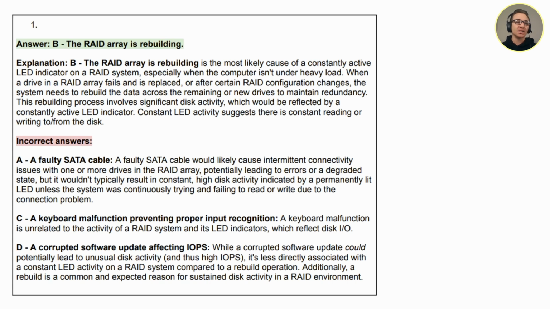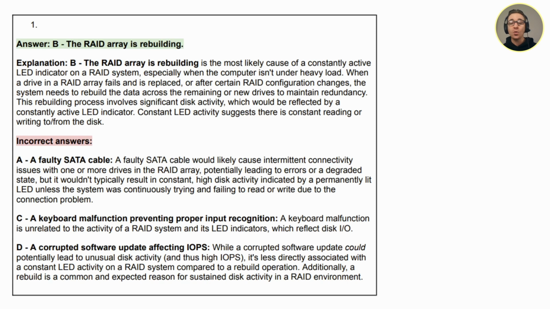And then finally, D was a corrupted software update affecting IOPS. There was nothing in this that suggested that we had any kind of corrupt software. Generally, if the answer is suggesting a solution that hasn't actually been talked about in the question, it's not going to be the correct answer. If it expects you to fill in too many gaps without actually being given that information, it's probably not the right answer. In this case, we were given no information about corrupt software, and IOPS is just input output per second.